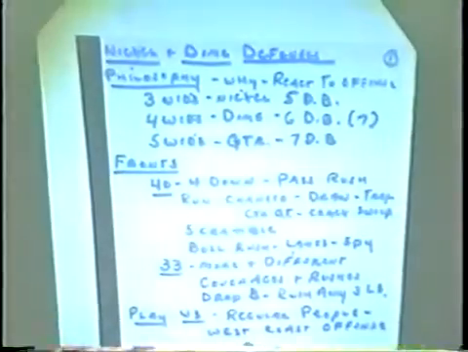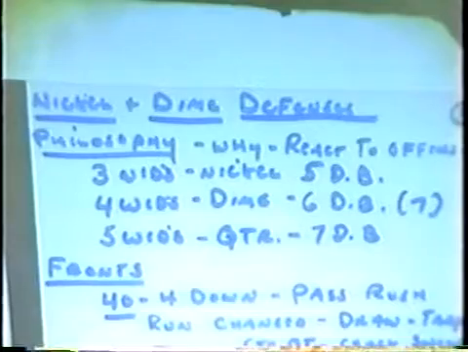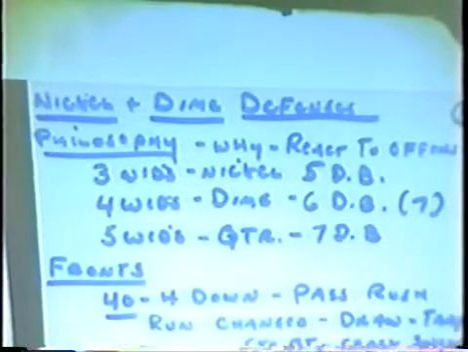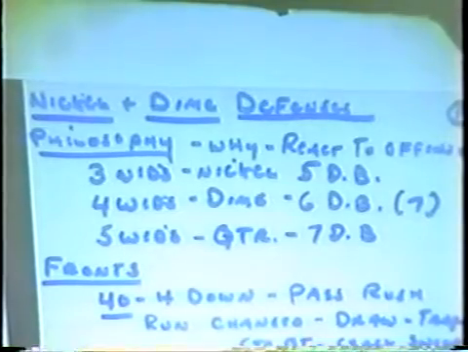Now, the thing about nickel and dime defenses is that basically we're reacting to personnel that the offense puts on the field. We're looking for better matchups, and that's why we go to our nickel and our dime defenses. Basically, what we say is if they give us 3 wides, we put our nickel on the field, 5 defensive backs. They give us 4 wides, we put 6 defensive backs on the field. And some people like Pittsburgh now are running 5 wides, and when they do, we go with what we call our quarter defense, or 7 defensive backs on the field.